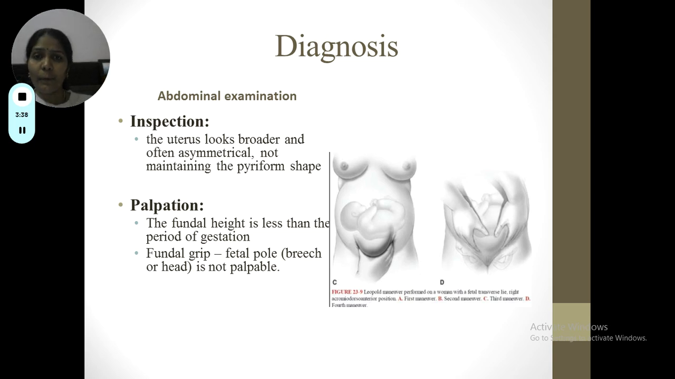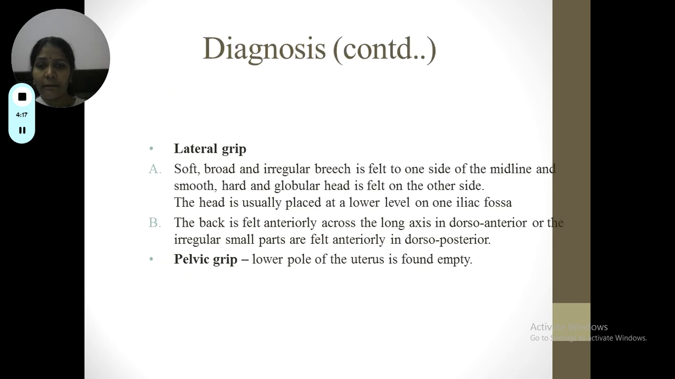Coming to diagnosis, how do we diagnose a patient in transverse lie? On abdominal examination, when we do an obstetric examination, we can see on inspection the uterus looks broader and is often asymmetrical and not maintaining the pyriform shape. The uterus is broader because neither the cephalic nor the podalic pole is in the fundus, and it is the transverse or it is empty, and asymmetrical because the head and breech are towards each end, where one is at a higher position than the other.